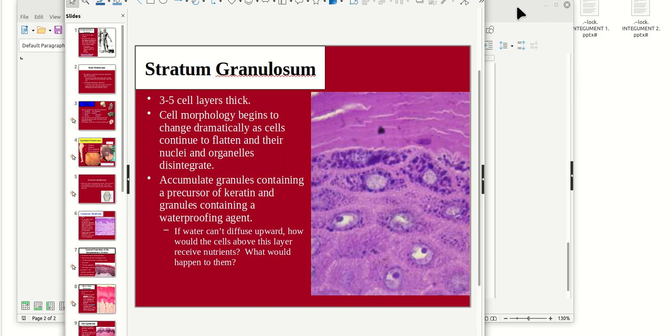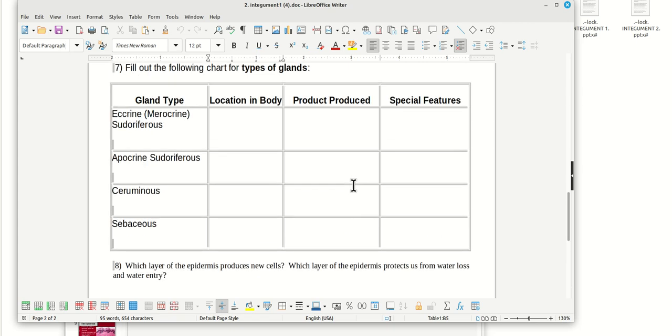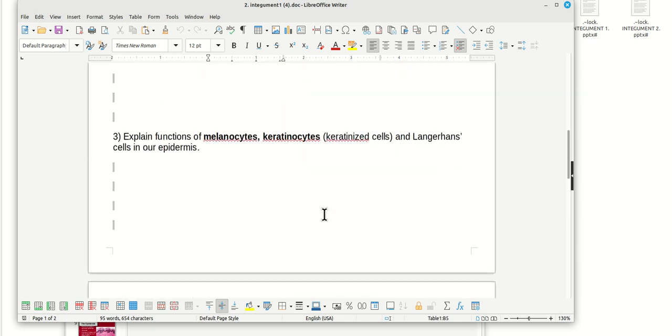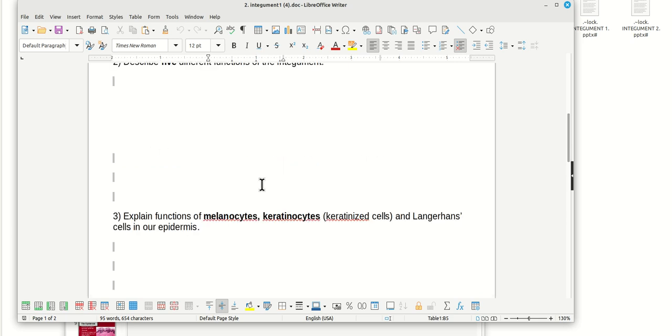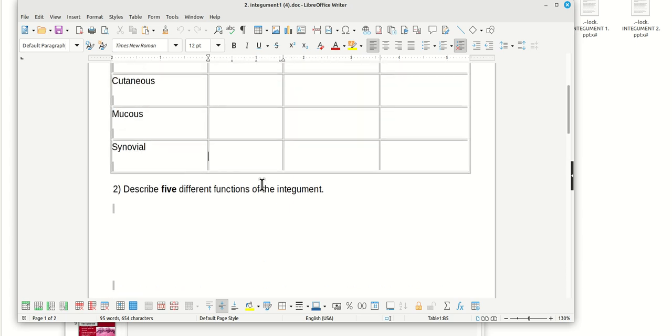As for the other parts in the worksheet, you need to know each type of gland and what it does, so sweat glands, that sort of thing. Know all the glands. There'll be something on each gland. You need to know the difference between these types of cells: melanocytes, keratinocytes, and perhaps the Langerhans. Five different functions of the integumentary system. Yes, you do need to know that.